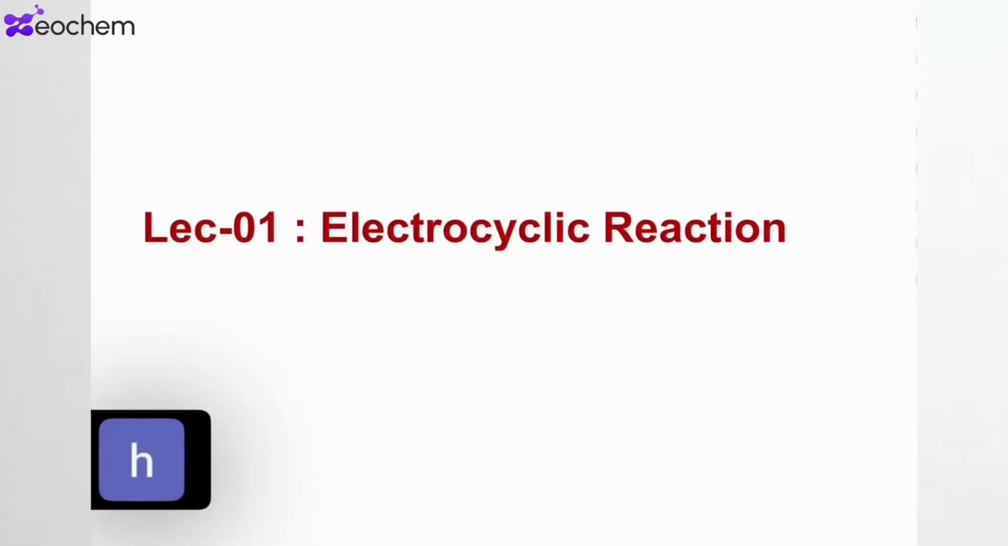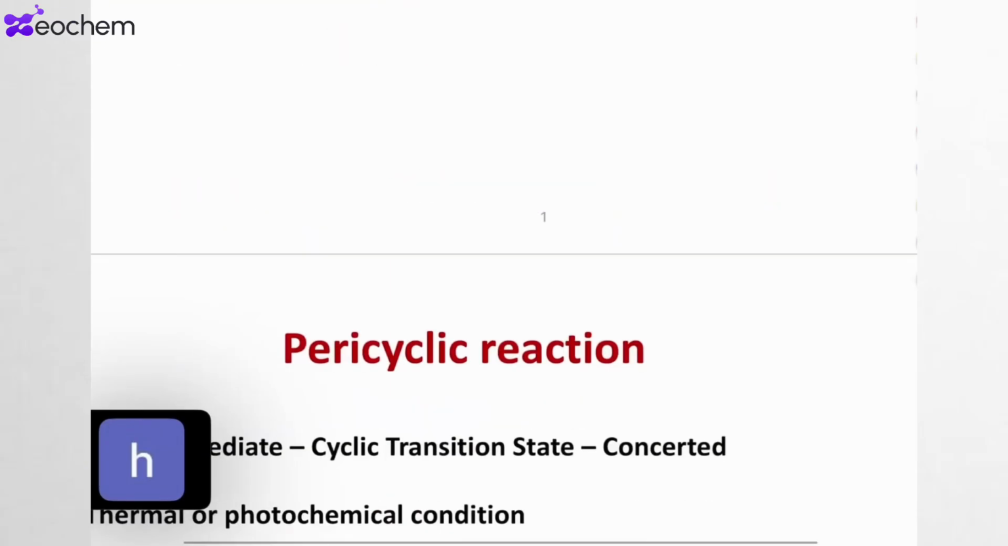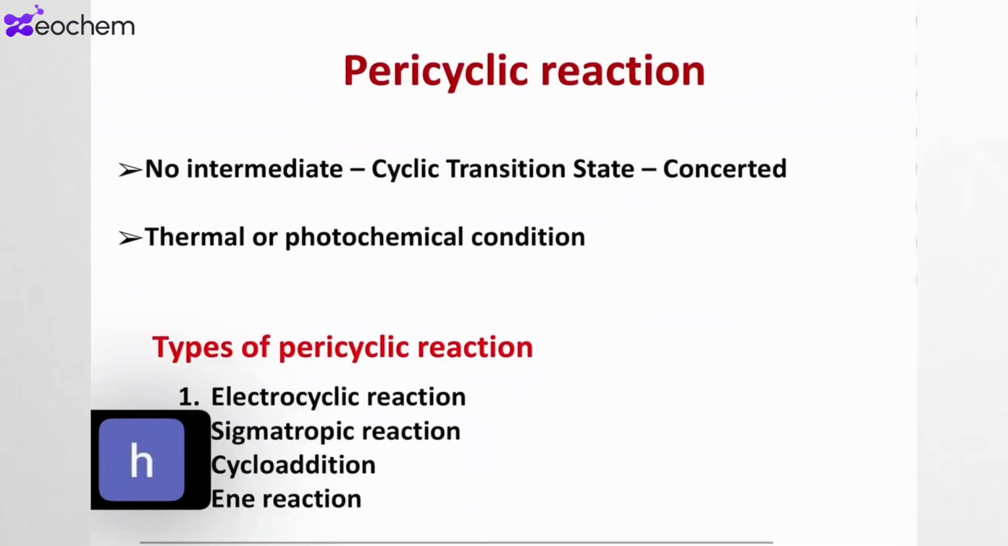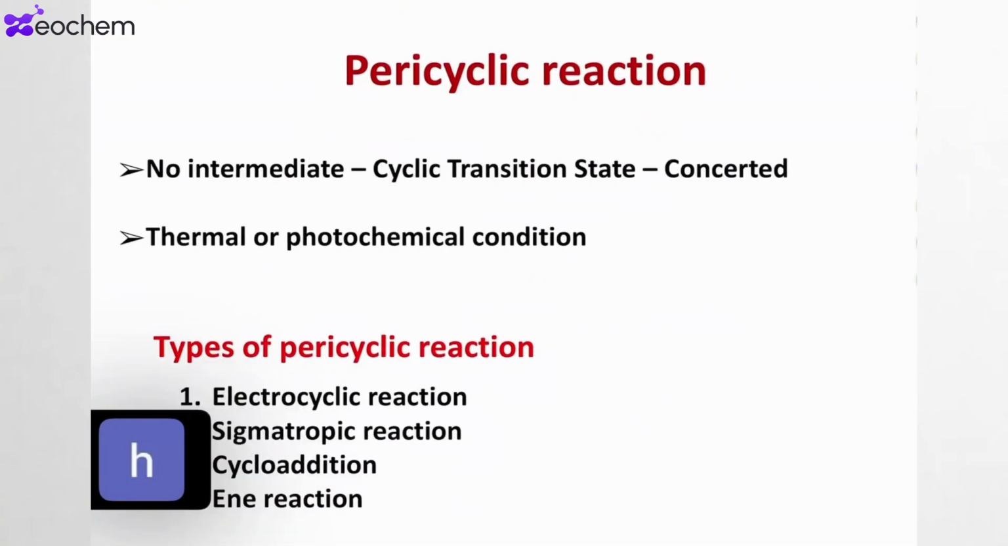Hi all. Today we are discussing electrocyclic reaction, which is a part of pericyclic reaction. Before going into further detail about electrocyclic reaction, I'll introduce you to pericyclic reaction. So what do these reactions mean, we'll see. From the name itself, we can see peri in Greek means around. So these are reactions which happen around the molecule in a cyclic manner.